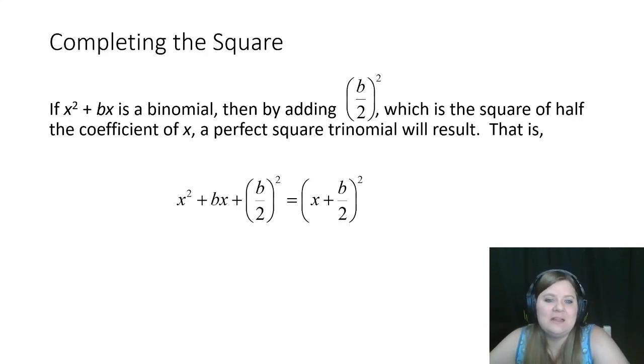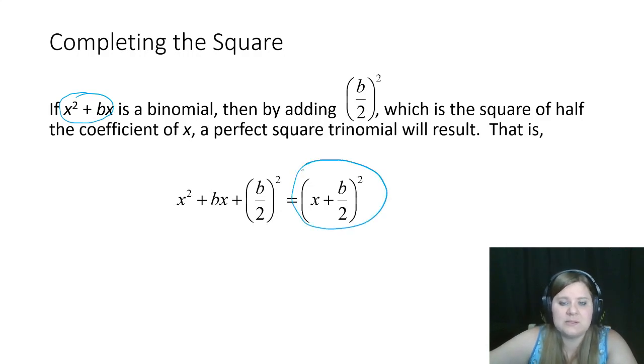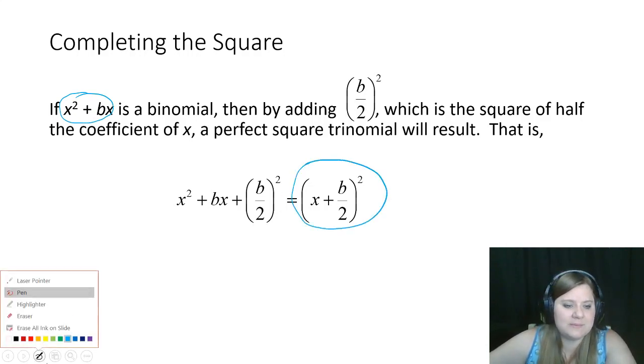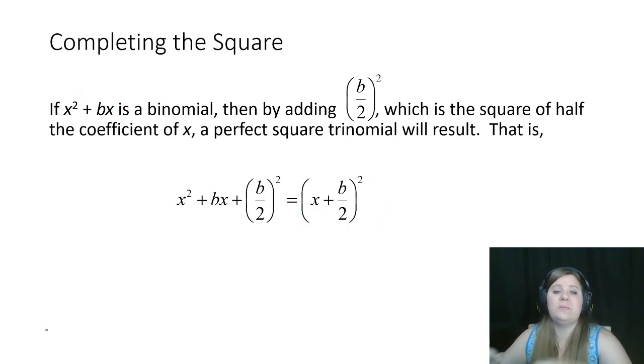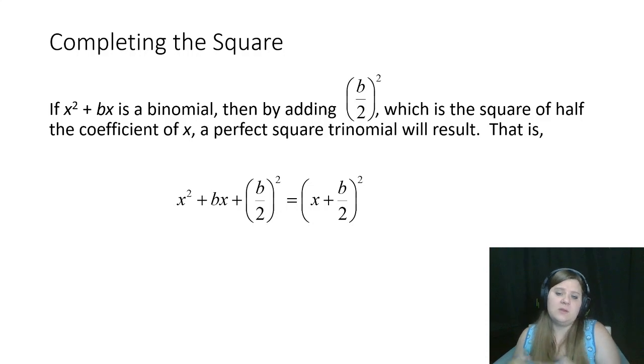All right, let's talk about the binomial x squared plus bx. It's a binomial because there are two things, all right? And we want to add a third. This is so that we can do what's called completing the square. Completing the square is going to allow us to rewrite this x squared plus bx into something squared. So when I say something squared, I mean we're going to be able to factor it so that it's the same thing twice.